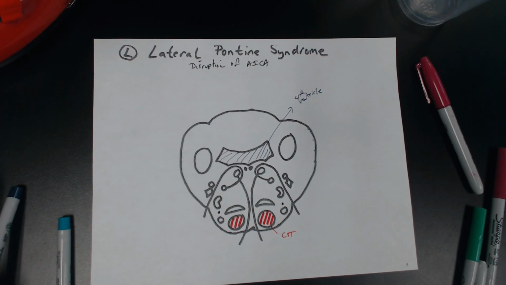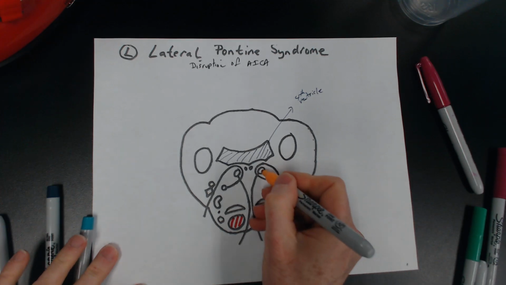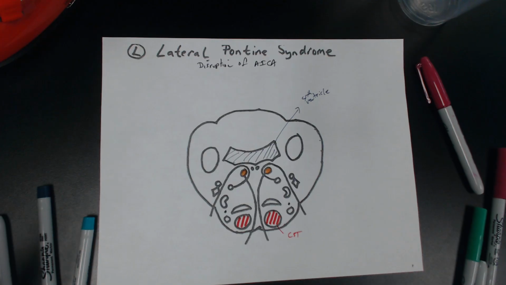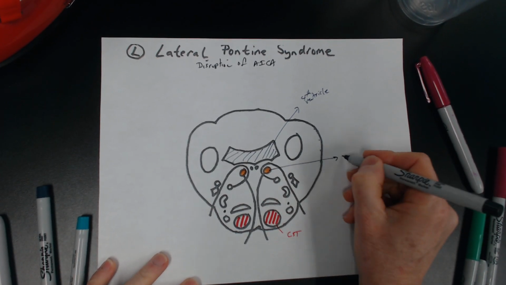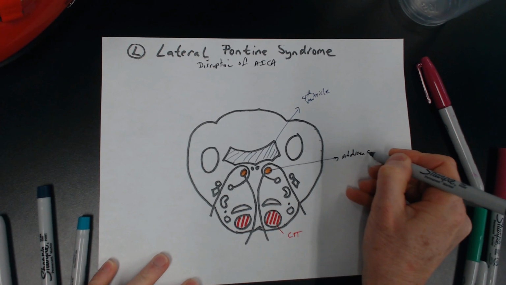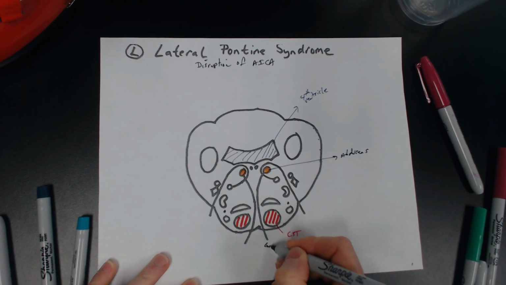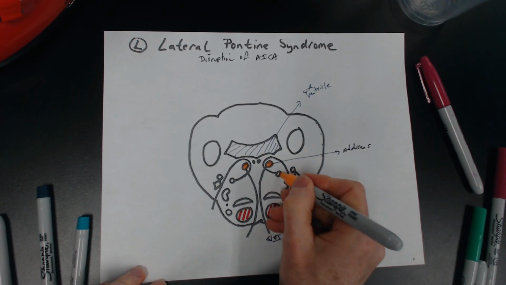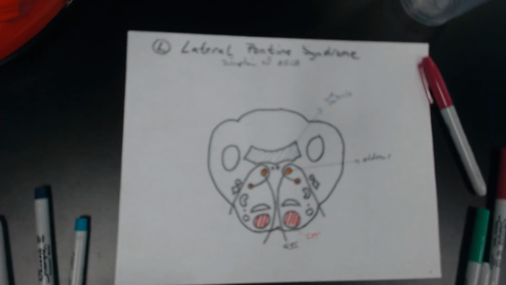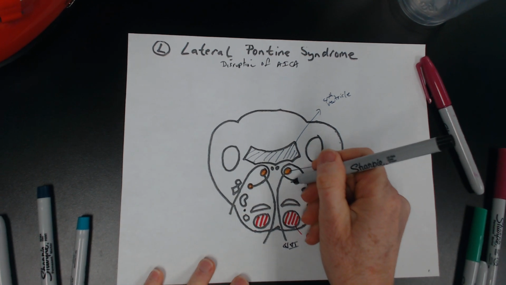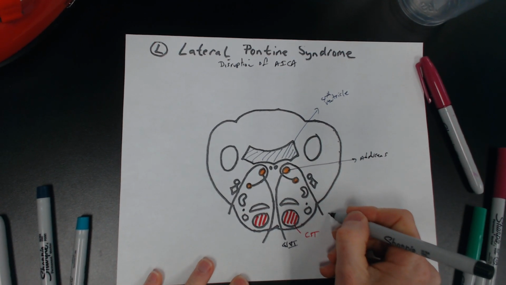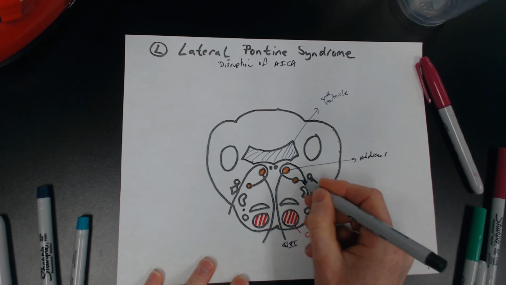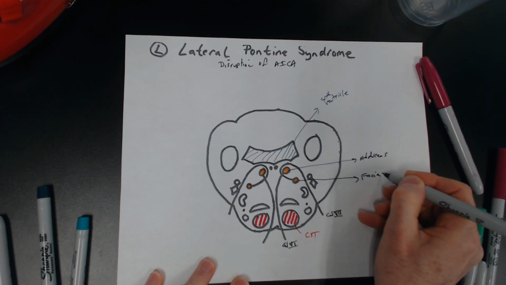Okay, cranial nerves. The most medial cranial nerve nucleus here in the pons is abducens, and that makes this cranial nerve number 6. Just lateral to abducens, we have the facial nucleus. The facial nucleus wraps around abducens, and that's cranial nerve number 7. This is your facial nucleus.